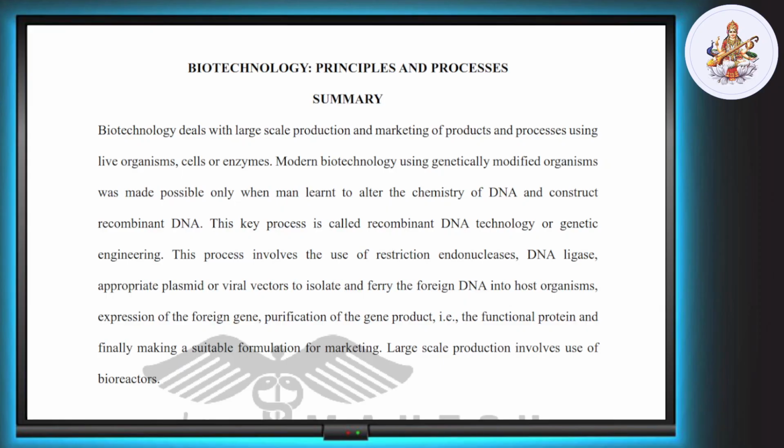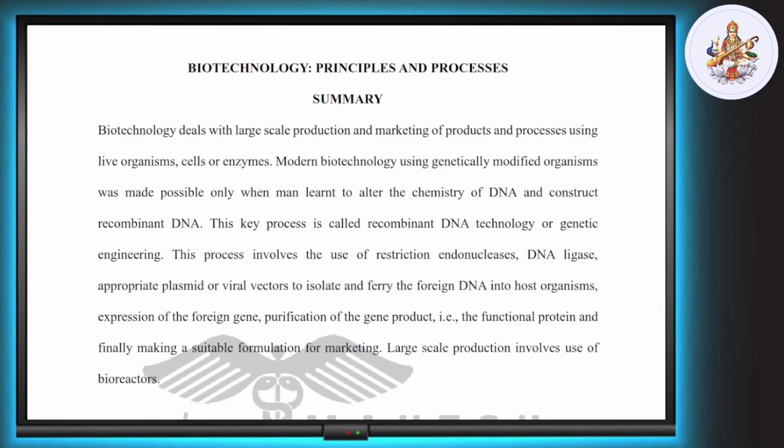The most important point here is the development of recombinant DNA technology, also known as genetic engineering. So, what exactly is this? It's a set of techniques used to alter the genetic material, DNA, of an organism to achieve desirable traits. For example, producing insulin using genetically modified bacteria.